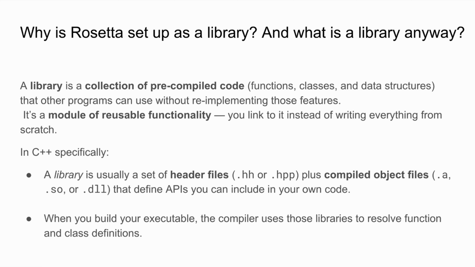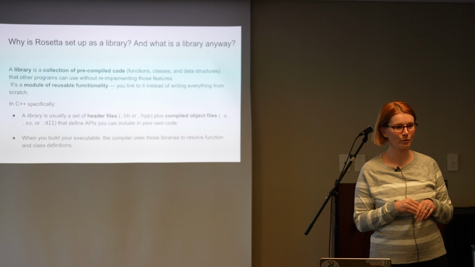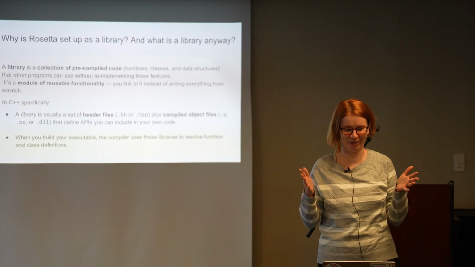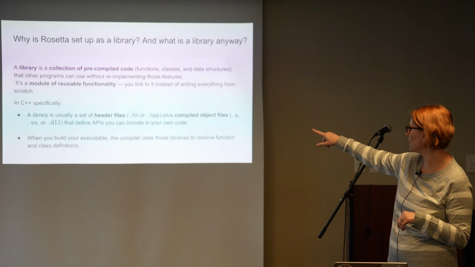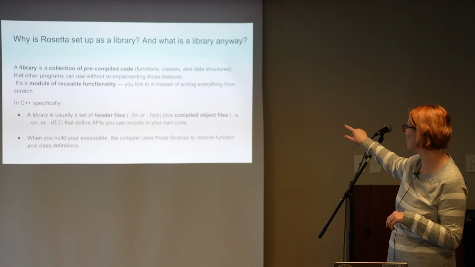Why is Rosetta set up as a library, and what is a library anyway? And what does that all mean in Rosetta? A library is a collection of pre-compiled code, functions, classes, and data structures that other programs can use without re-implementing those features. So it's almost like modules, but not quite. A library is usually a set of header files plus compiled objects.